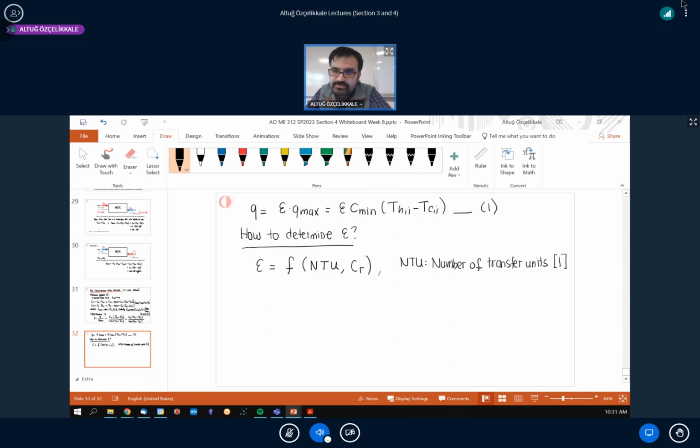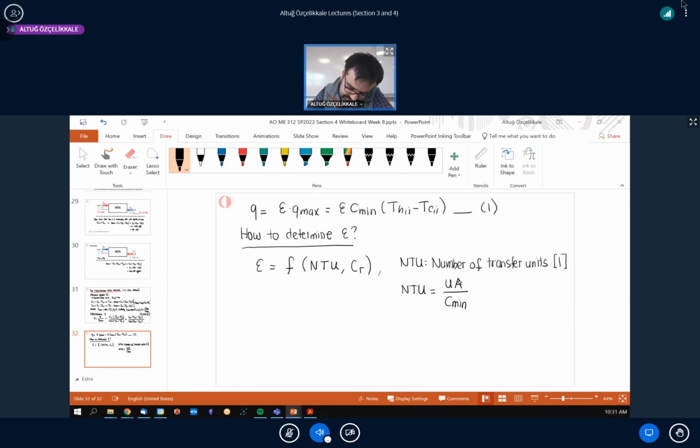And how do we define the number of transfer units? It has a formula. NTU is equal to UA divided by the minimum heat capacity rate. It has no units because U multiplied by A is watt per Kelvin. The minimum heat capacity rate is also watt per Kelvin, right? And how would you interpret this?